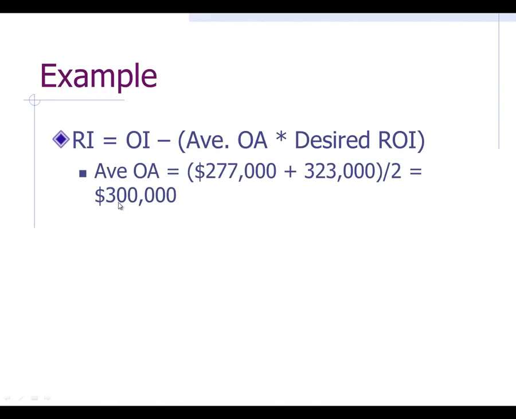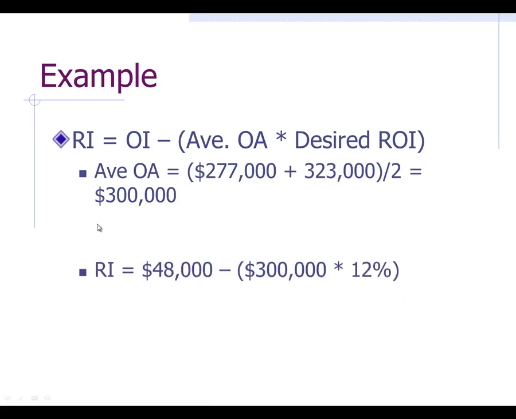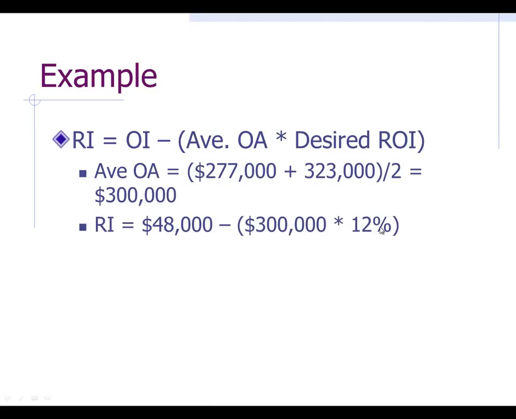Our average operating assets, again, are $300,000. So if I take 12% times $300,000, okay, what this gives you is $36,000. So $36,000, which is 12% times 300,000, is the amount of desired income, basically. Meaning as long as you're earning 36,000, it's good.